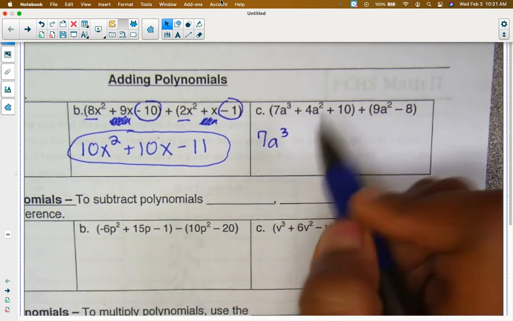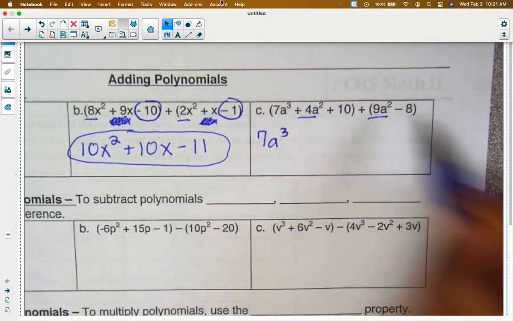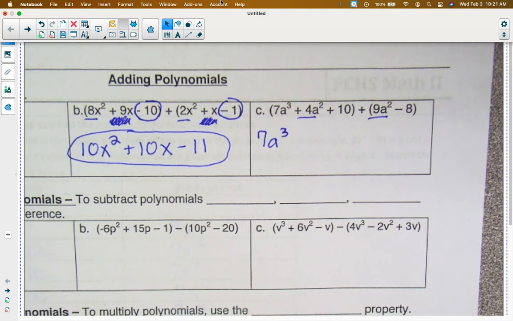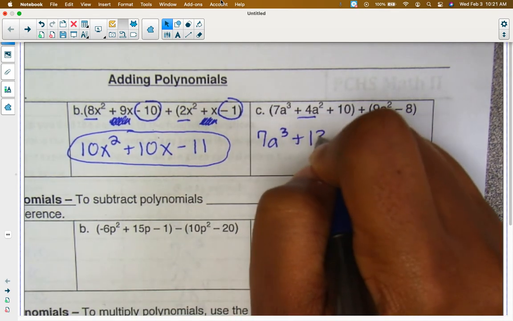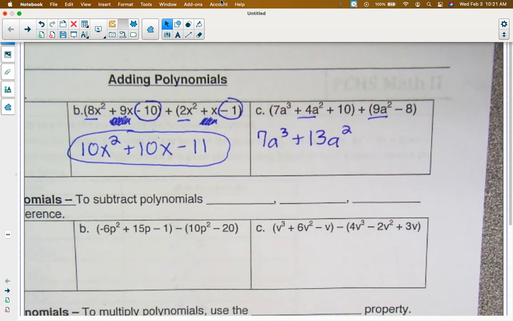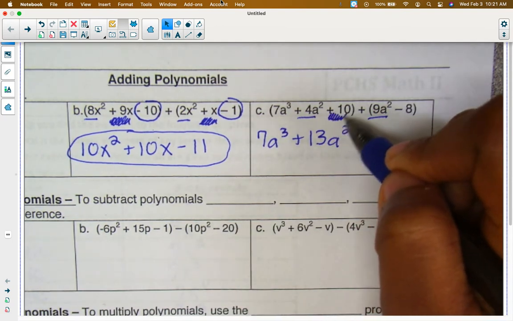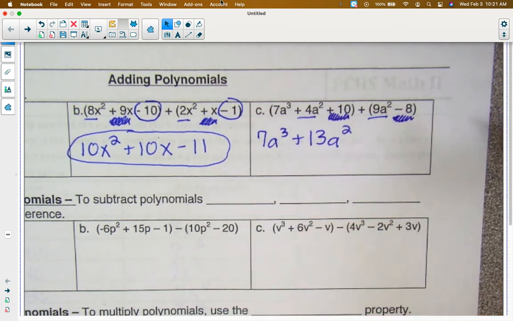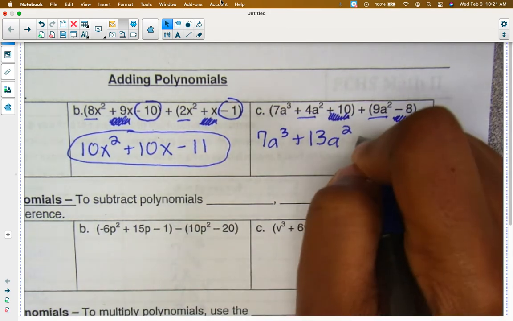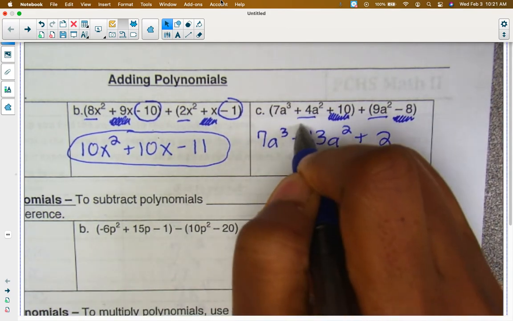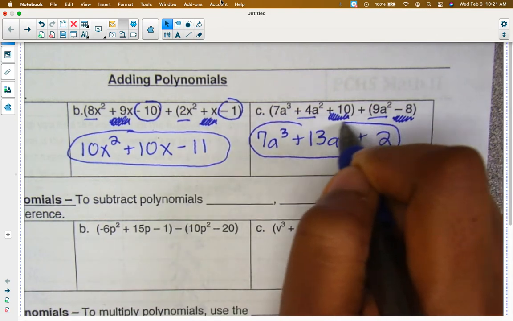Okay. I got some like terms here. Okay. 4a squared plus 9a squared gives me 13a squared. And I got some constant terms that go together. Constants are just the number. 10 plus negative 8 is 2. So this is our final answer.